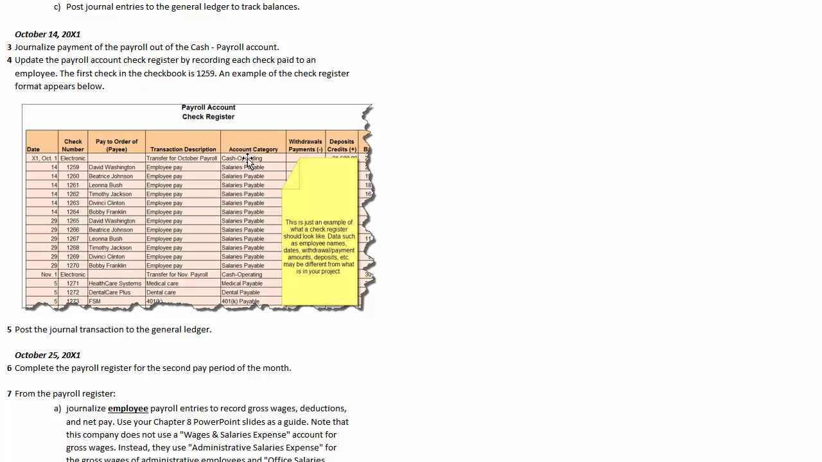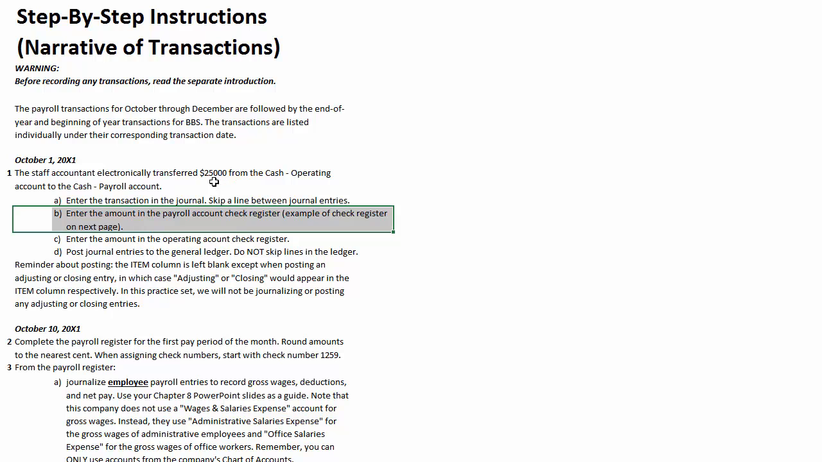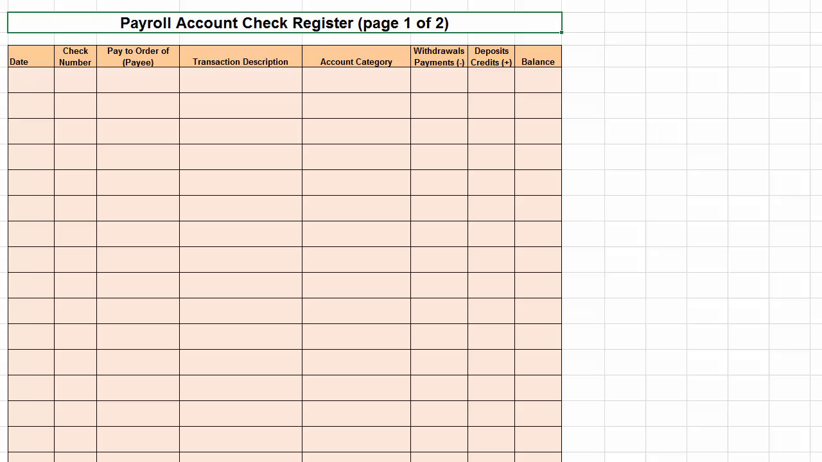And where did the money come from or go to? That's what account category means. That came from the cash operating. So again, we're going to enter this $25,000 transfer, and we're going to first put it in the payroll account check register. So here's our payroll account check register.